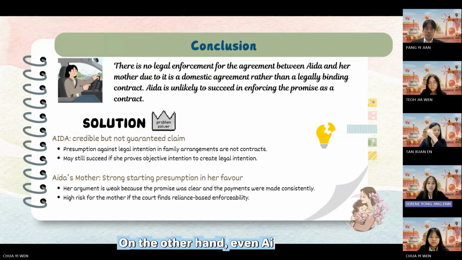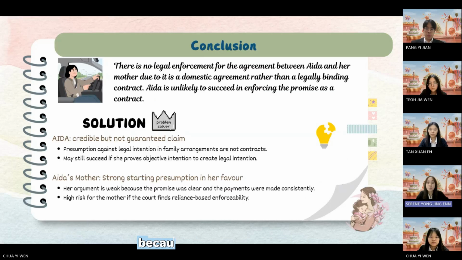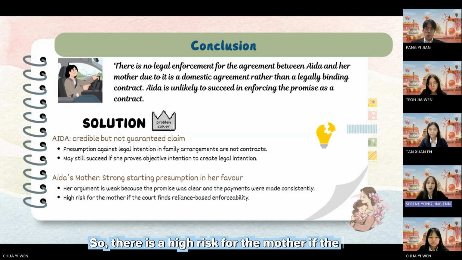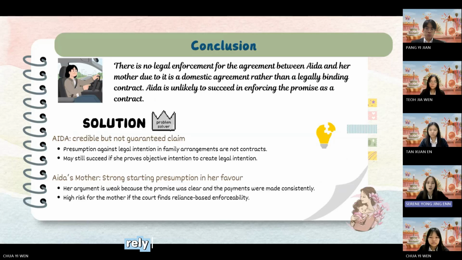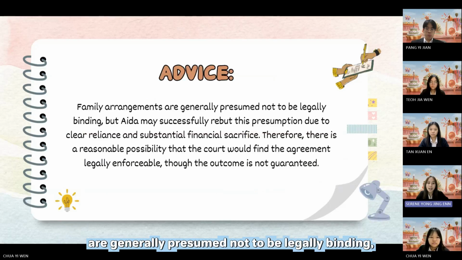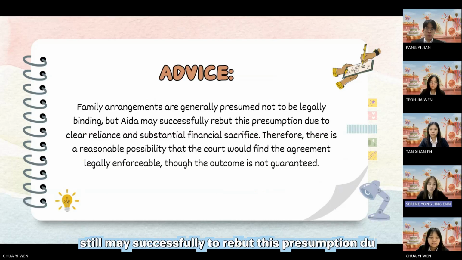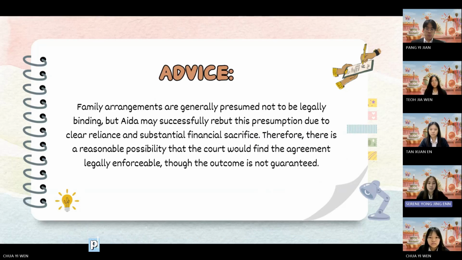On the other hand, even though Aida's mother has a strong starting presumption in her favor, her argument is actually weak because the promise was clear and the payments were made consistently before this. So there is a high risk for the mother if the court eventually finds reliance-based enforceability, as Aida relied on the allowance from her mother. In a nutshell, family arrangements are generally presumed not to be legally binding, but Aida may still successfully rebut this presumption due to clear reliance and substantial financial sacrifice. Therefore, there is a reasonable possibility that the court will find the agreement legally enforceable, though the outcome is not guaranteed, in my humble opinion.